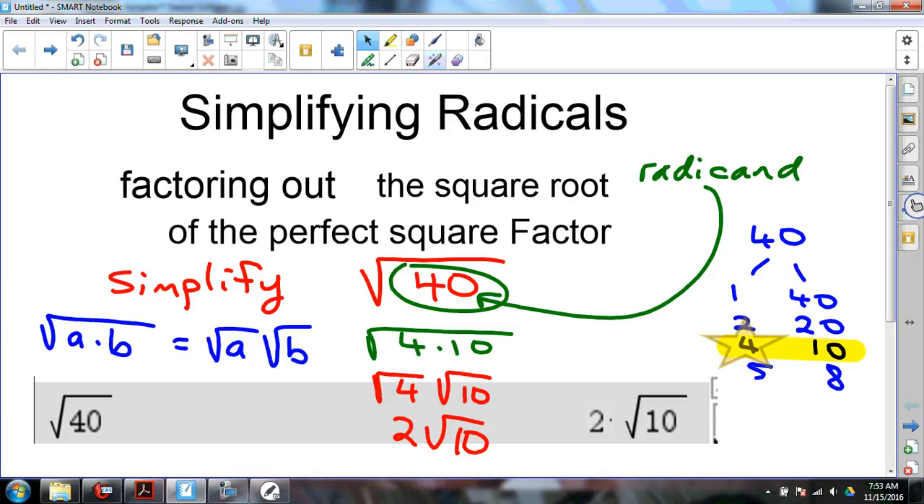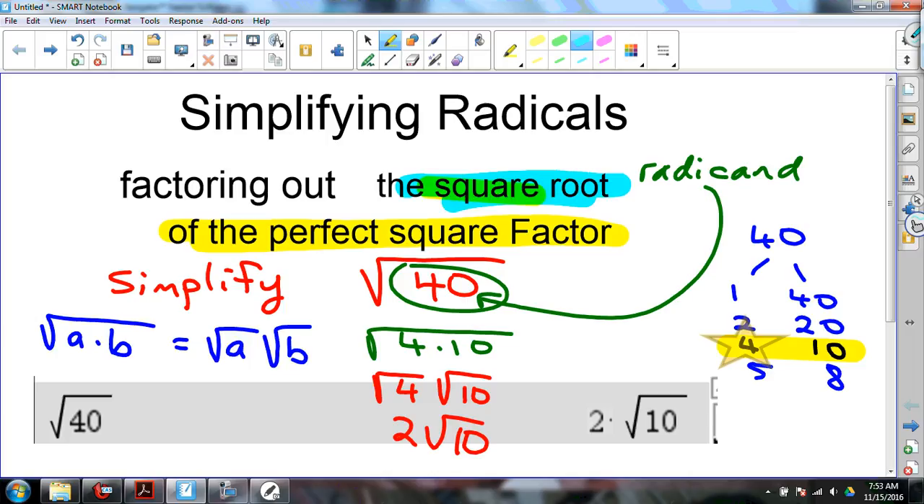Okay? All we did was we found the factors of the radicand, 4 and 10. Notice the square root of the perfect square factor, let me see if I can get my highlighter going on here. The square root of the perfect square factor. I wanted the blue highlighter. I don't know why it showed up yellow. The square root of the perfect square factor is that 2. And notice that it got factored out. It came out from under the radicand. The other factor remains in the radicand.